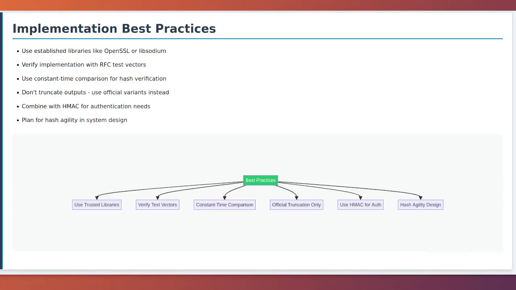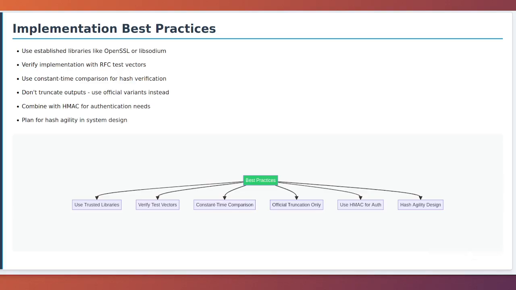Practice 2 is to verify with test vectors. RFC 6234 and NIST provide official test vectors. When integrating a SHA-2 implementation, run these tests to ensure correctness. One incorrect bit in your implementation could undermine all security.